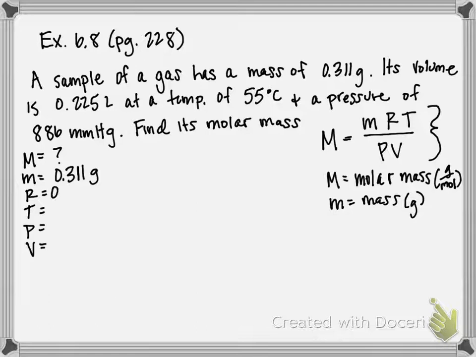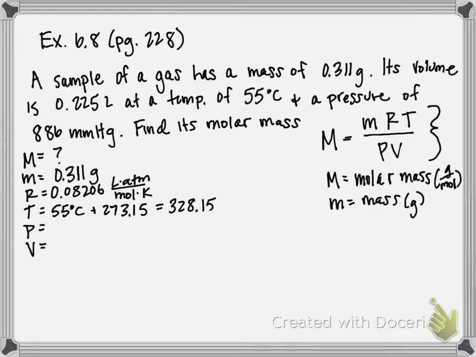Our ideal gas constant is always the same, 0.08206 liters times atmospheres over moles times Kelvin. Our temperature is given in Celsius, 55 degrees. I'm going to add 273.15 to it to get it in Kelvin for our formula purposes. And that's going to give us a temperature of 328.15 K.